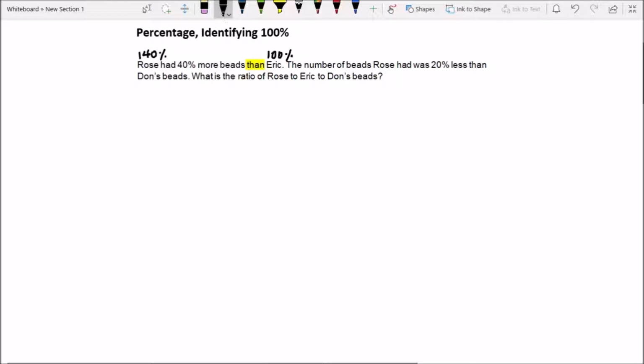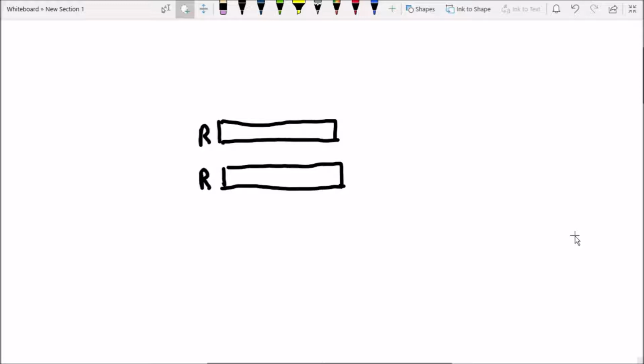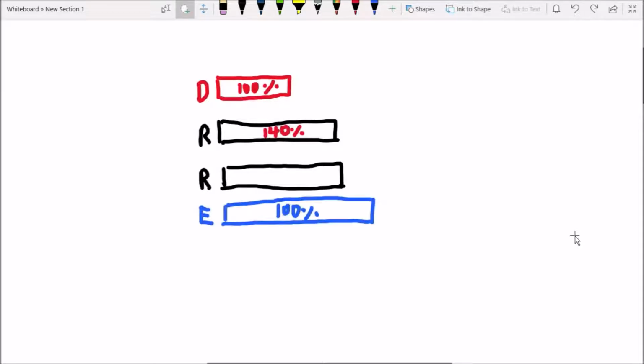The question then says that Rose has 20% less beads than Dawn. You might think that since Rose has 140%, then Dawn has 160%. This is wrong. Remember the rule. Dawn appears after the word "than", so Dawn has 100% and Rose has 80%. How is Rose 140% and 80% at the same time? This is because Dawn is the reference amount in the first case and Eric is the reference amount in the second case.